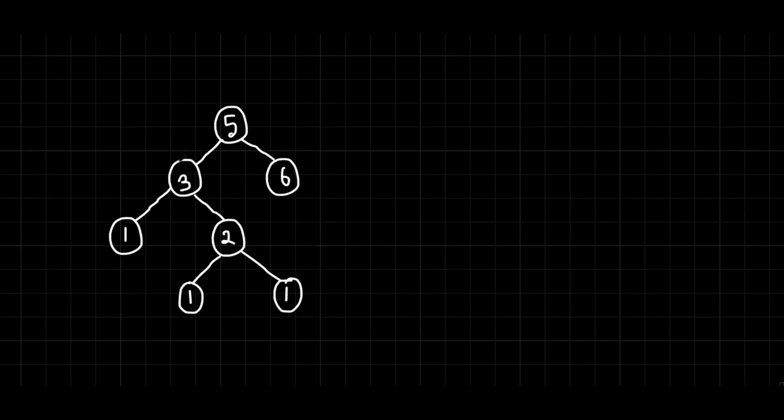To understand the algorithm, we have taken this example. Here, the root is 5, which has two children, 3 and 6. 3 also has two children, 1 and 2. And 2 also has two children, 1 and 1. Now, the basic intuition behind the solution of this problem is that we have to deal with the level order.